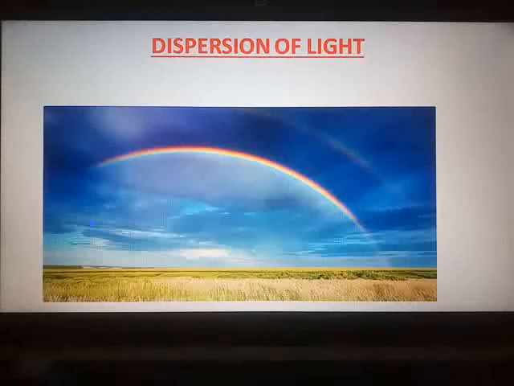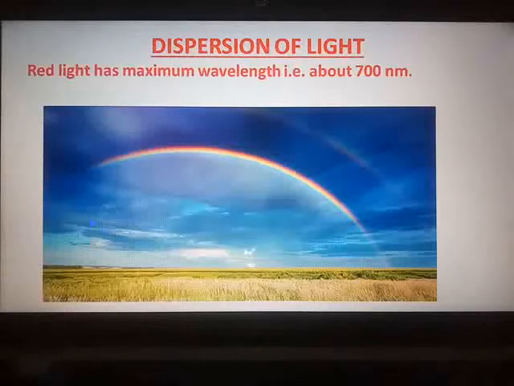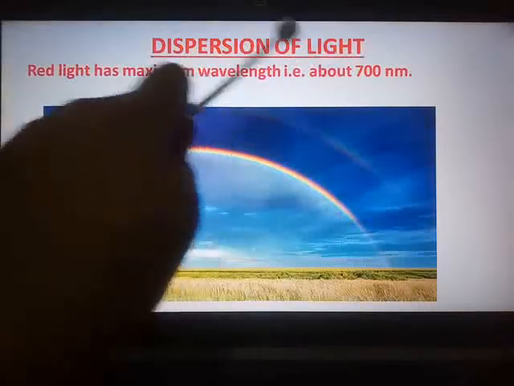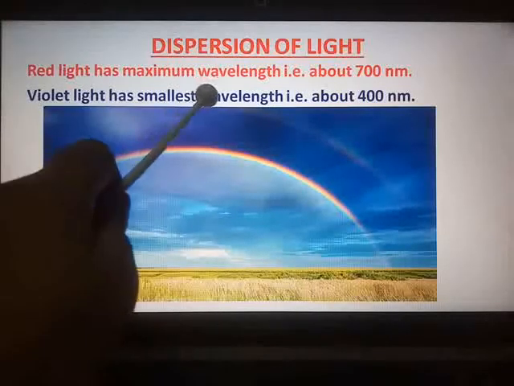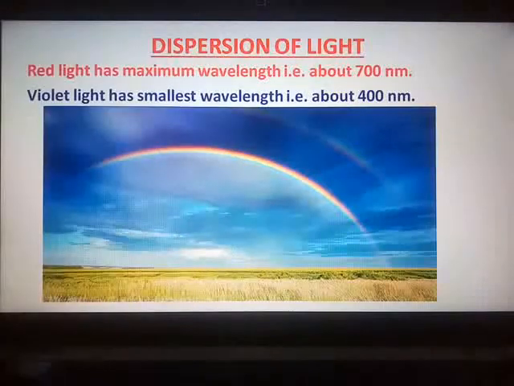Now all of you have studied that light is an electromagnetic radiation and wavelength is an important property of radiation. So the wavelength of radiation to which human eyes are sensitive is in the range between 400 to 700 nanometers. Now when you speak about the different colors of light, the red light has the maximum wavelength, that is about 700 nanometers, whereas the violet light has the smallest wavelength, that is about 400 nanometers.